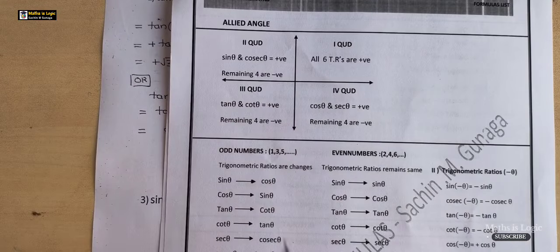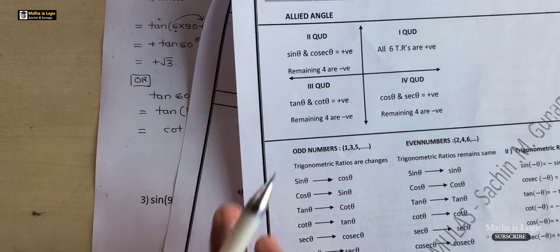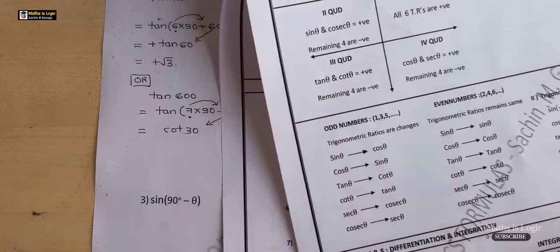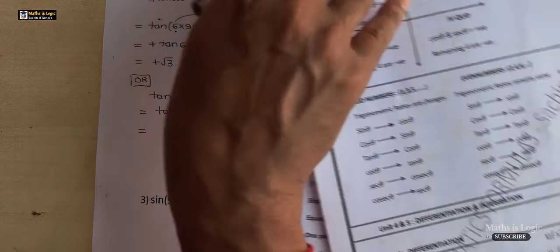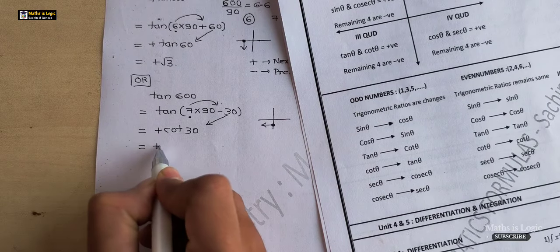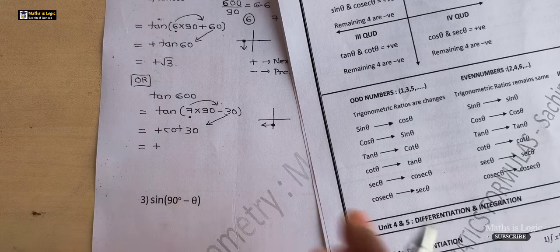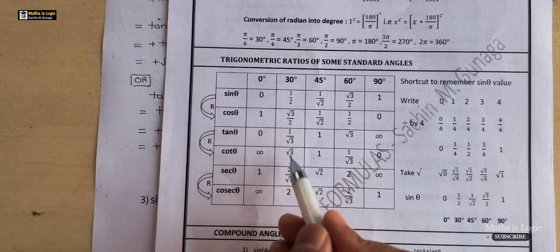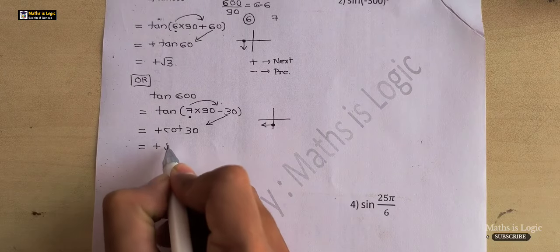Again we know in the third quadrant tan and cot are positive, so which trigonometric ratio is given? Tan is given. Remember, this tan is positive in the third quadrant. Therefore here write plus, keep that plus as it is. See the trigonometric ratios of standard angles table: cot 30 degrees is root 3. Therefore the final answer is root 3.